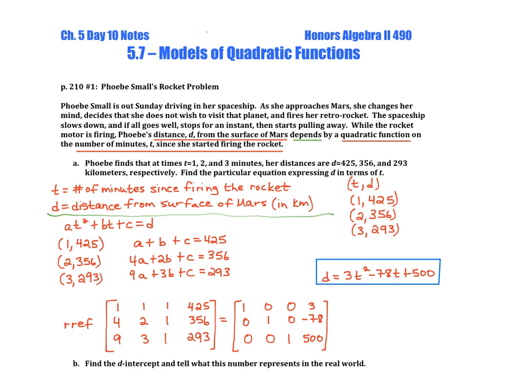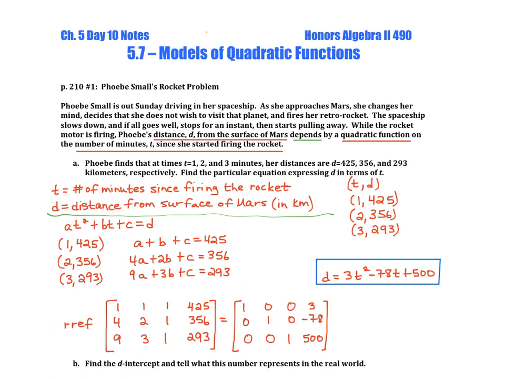So don't just say that t is time or the number of minutes. It's the number of minutes since something happened, and in this particular case, it's since firing the rocket. And the same thing with the distance. It's not just distance, but it's distance from something, from the surface of Mars, and specifically it's measured in kilometers, which we're given right here. So be very specific with your variable definition. First of all, we require it, but secondly, it will help you later on in the problem.